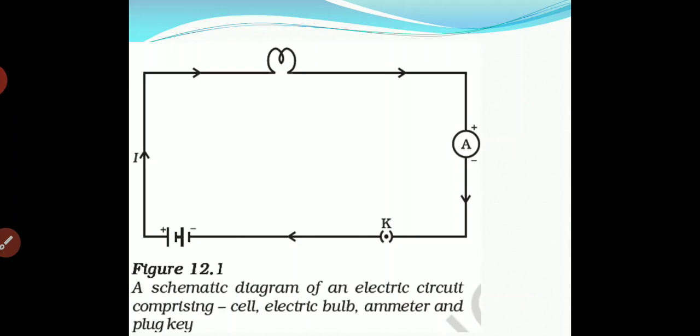So here you can see a circuit in which there is a cell, as well as an electric bulb. You can see the electric bulb. There is an ammeter, as well as a plug key.